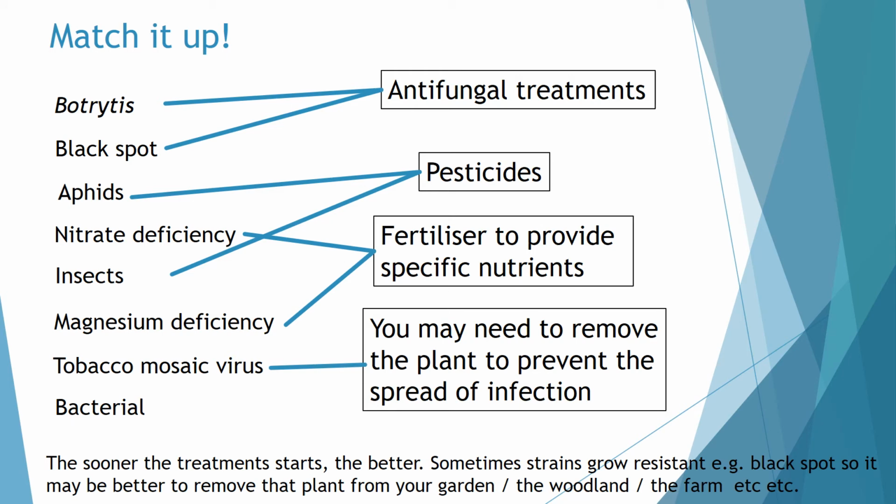Tobacco mosaic virus, generally we need to remove the plant because it spreads really fast, and same for bacterial infections. So those are the main things you need to worry about with plants. I'd say nitrate and magnesium deficiencies are the ones often forgotten. So please do make a really good note of that.